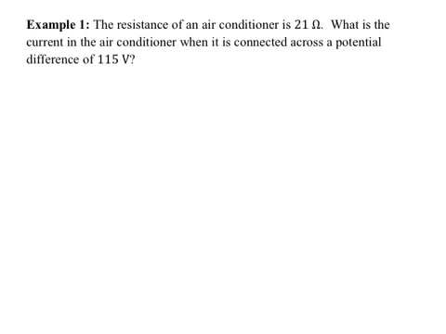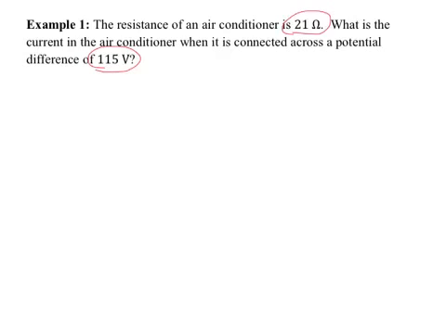Example 1 says that the resistance of an air conditioner is 21 ohms. What is the current in the air conditioner when it is connected across a potential difference of 115 volts? So here's like your battery source. We're going to see that later on in our circuit unit. And this is the overall resistance of the air conditioner. And obviously the air conditioner is made up of many components, each with their own individual resistances, but we're looking at the overall net resistance of an air conditioning unit.